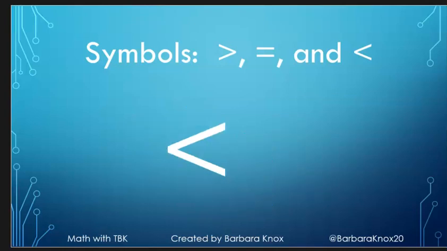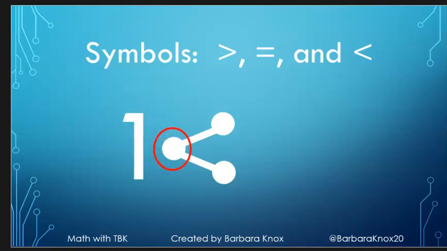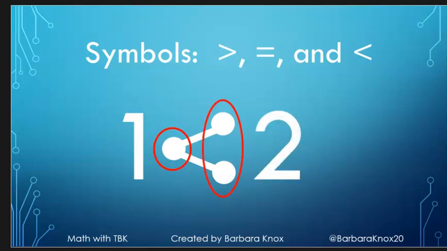When I add dots to this symbol, there is 1 dot on the left and 2 dots on the right. I know that 1 is less than 2, so this inequality is read as 1 is less than 2.